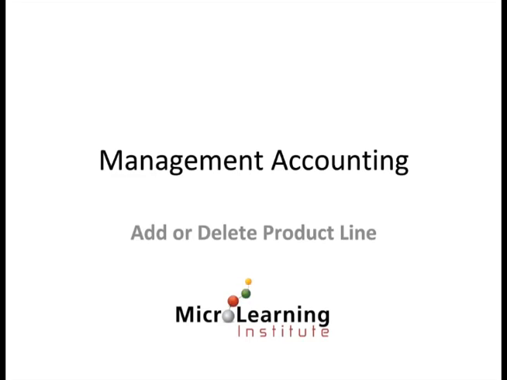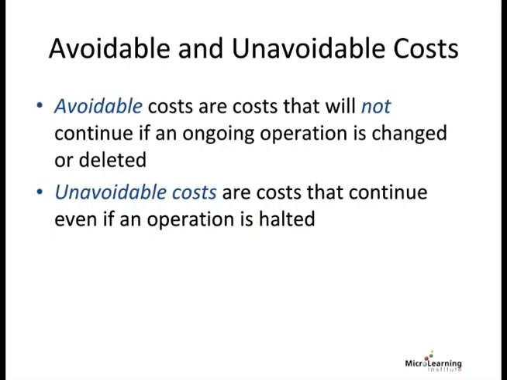In this short tutorial, we'll examine how to make financial decisions that relate to adding or deleting a product line. In this example, we must consider two categories of cost.